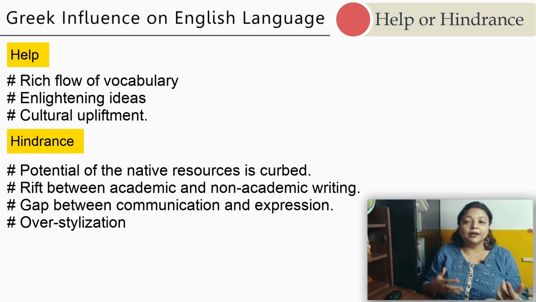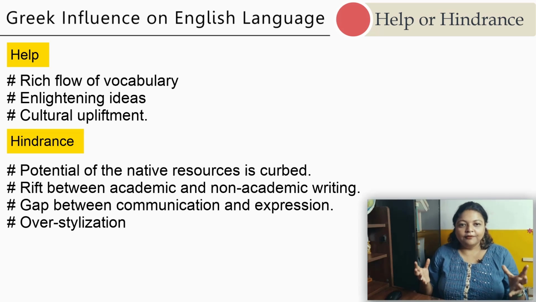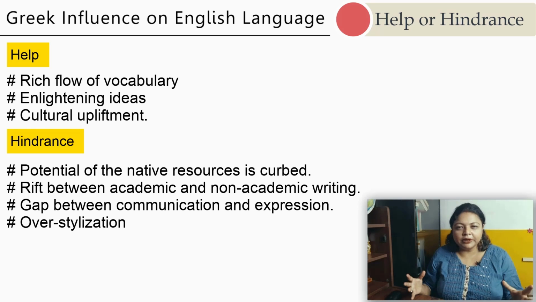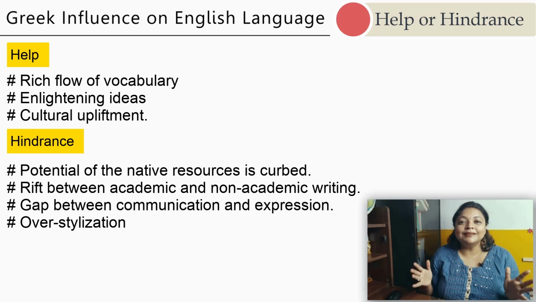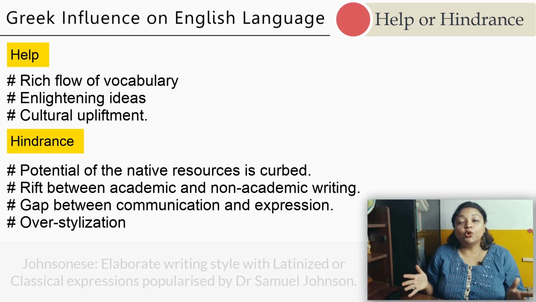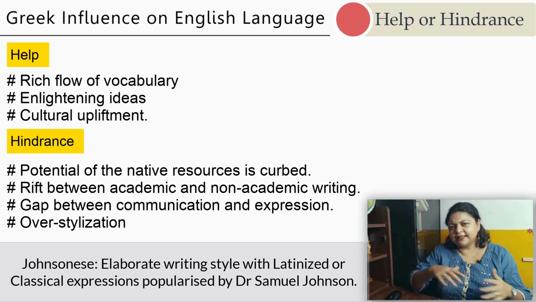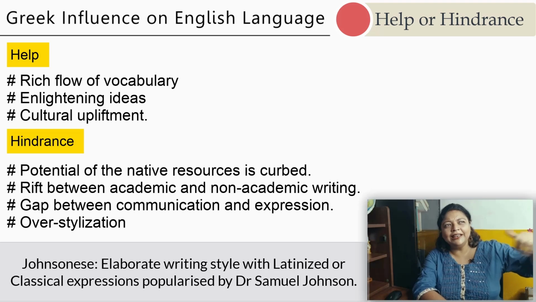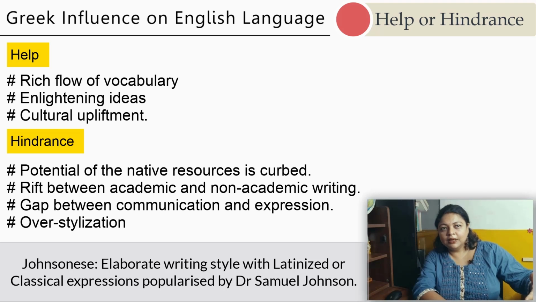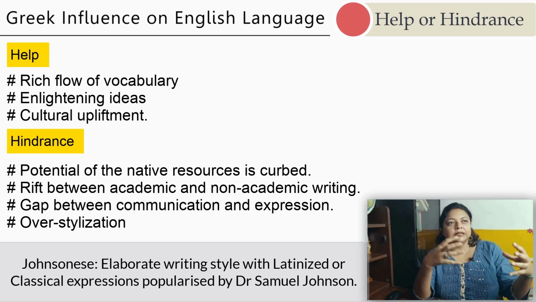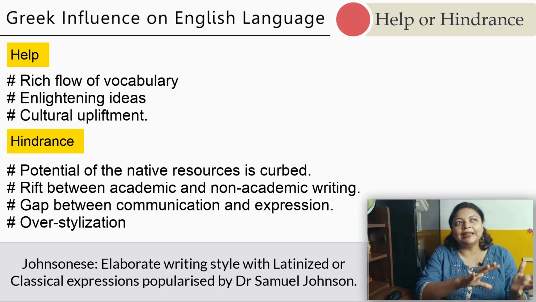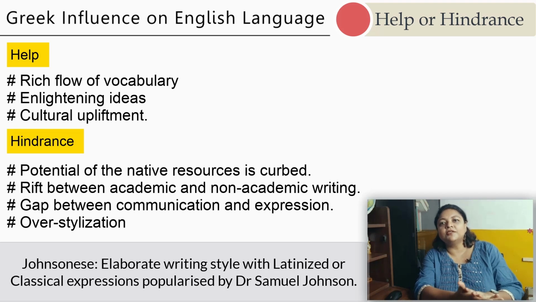First problem, they started to overuse it and make their own writing very verbose and elaborate and unnecessarily complicated, especially using bombastic words which common people did not understand. This led to what we can call a Johnsonese way of writing. This is also a part of the ill effects of Latin influence, you can say, because it's difficult to separate the two influences. They were happening together, sometimes fused into each other.